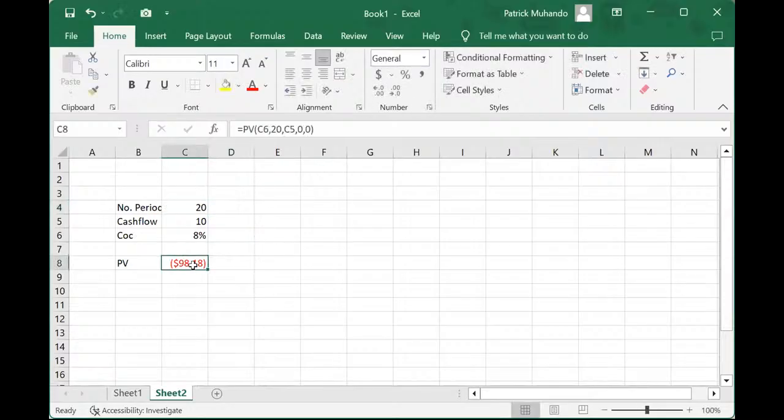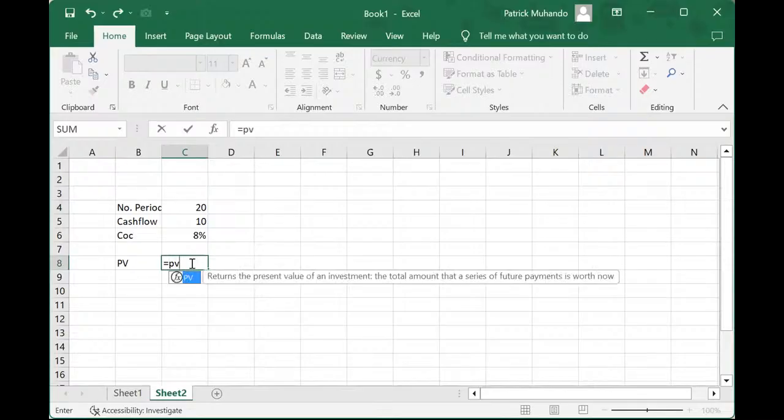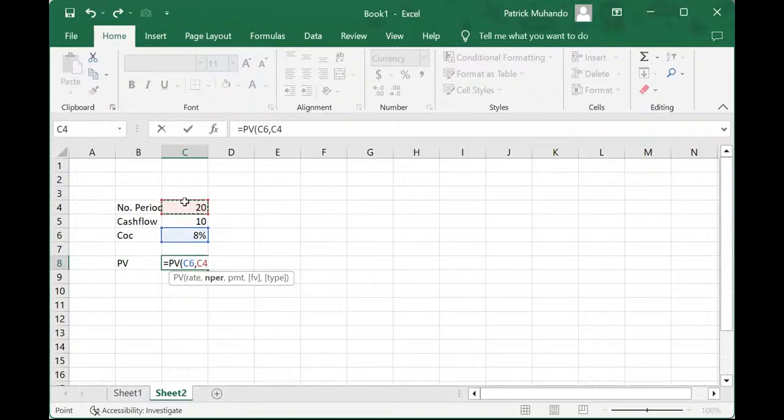Great. So now we move slowly. Equals PV. Double click. Rate is 8%, comma. Number of periods, we already have them up there, 20, comma. Payment, put there 10. Close brackets there.